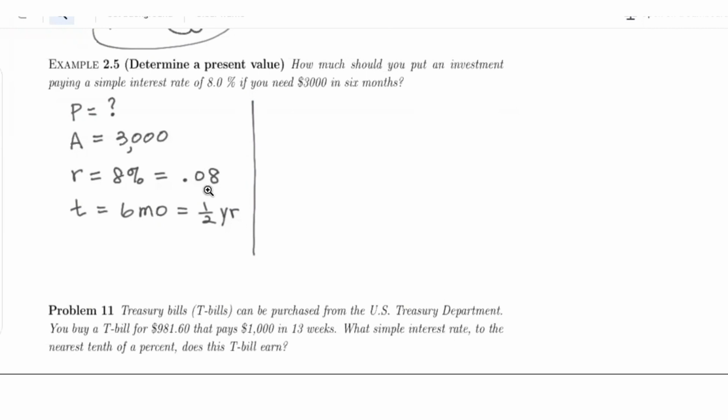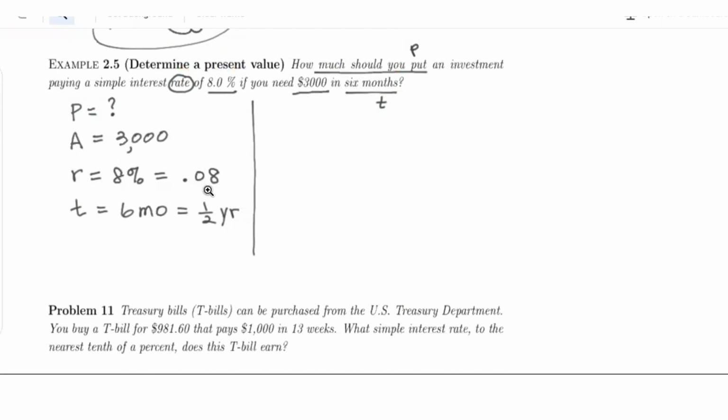Okay, how much you put in now, this is the present value, or principal. So we are looking for the principal. And this is the future value. We need this $3,000 in the future. Do you understand this? Future value. In 6 months, it's time. And this is rate. Okay, and when you assign those letters, it's easy to say P.